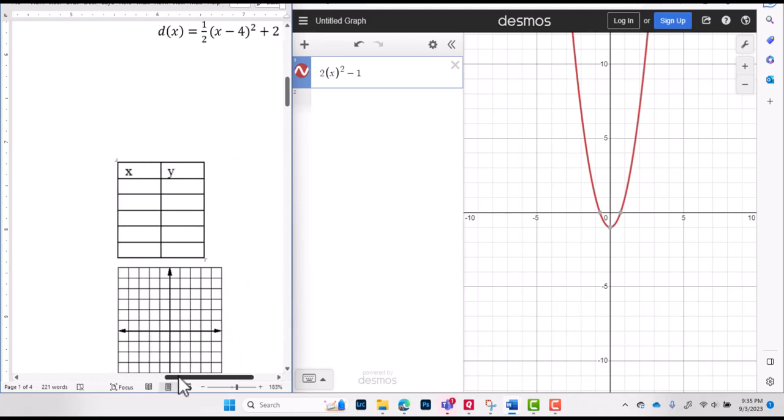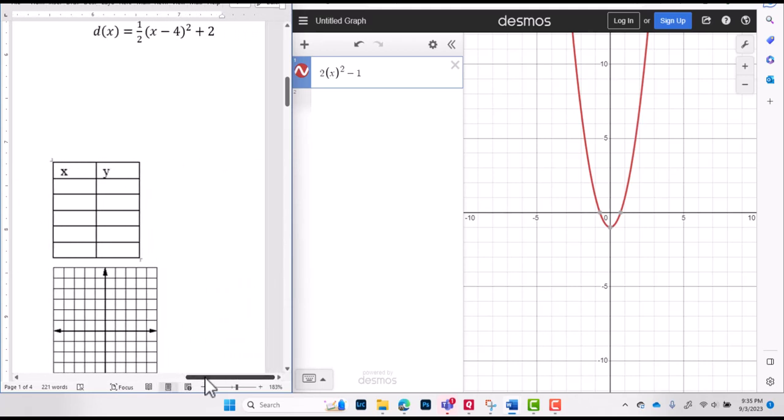Moving on to one more. Look at all this. I know that my vertex is going to be read right out of this, so this is going to be a horizontal shift to the right. So this is going to be my x value. This is going to be a vertical shift up 2, so that's going to be my y value, so 4 and 2. But now we've got a horizontal shrink, so we're shrinking down by half.